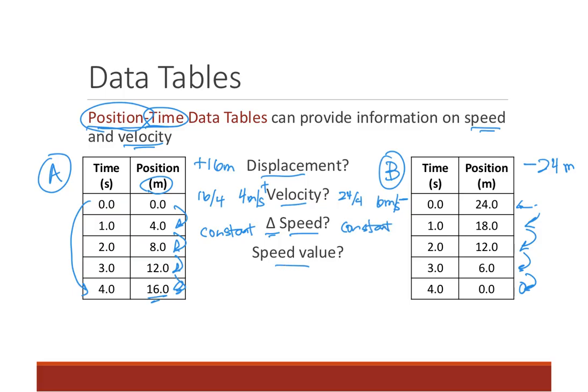And then our speed value, of course, is the same as our velocity. And so in this case, it would be 4 meters per second, no directional indication needed, or 6 meters per second for table B. So B is moving a little bit faster, but it's moving in a negative direction, whether that be to the left or downward. We don't have enough information here to let us know.